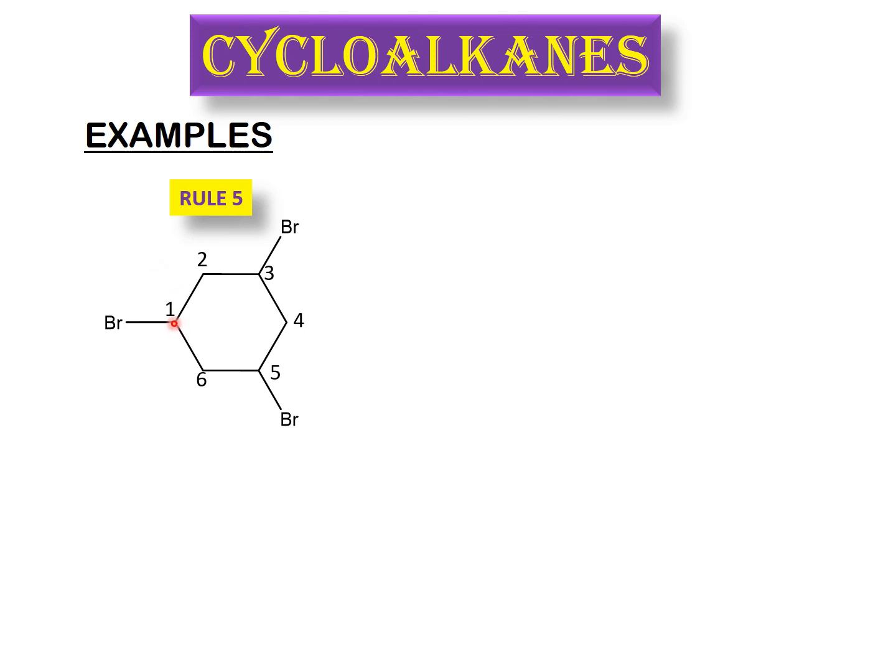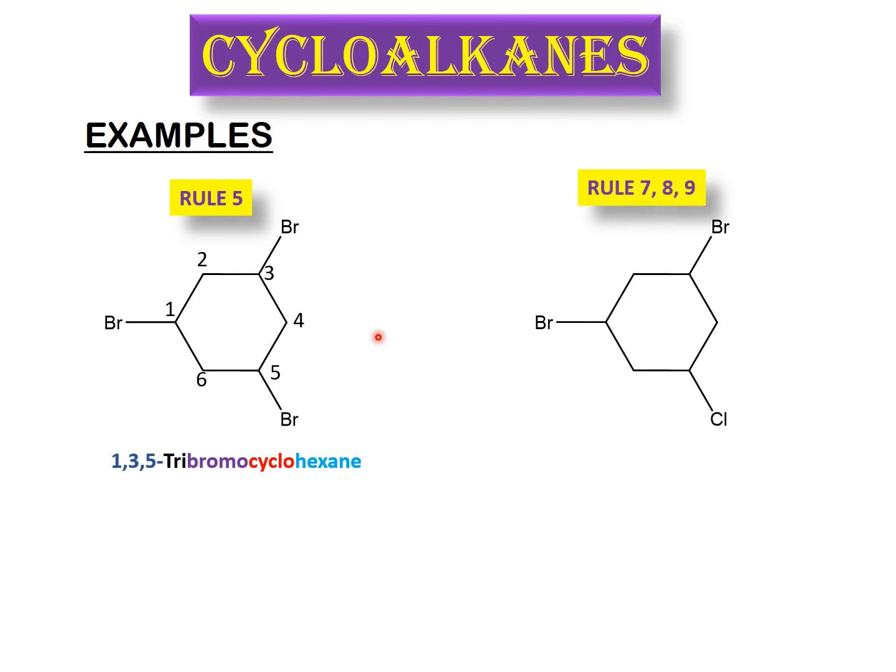So we start from here and we move in this direction. So this bromine is at carbon number 1, the other is at 3, and the other is at 5. So it's a tri-bromo cyclohexane, and we have to mention the positions of all the bromine atoms. So it's a 1, 3, 5 tri for the 3 bromine atoms, bromo cyclohexane. So this is how you name multi-substituted cyclohexanes with similar substituents and similar positions from all directions.